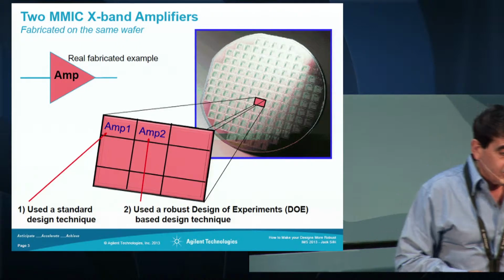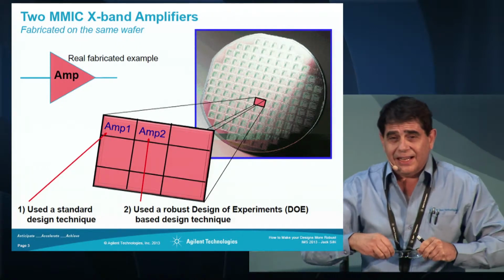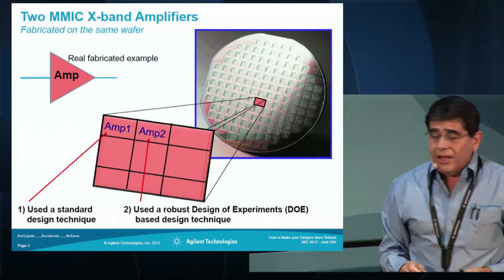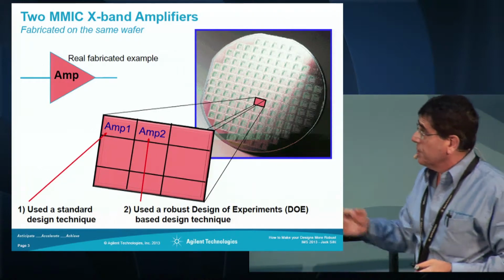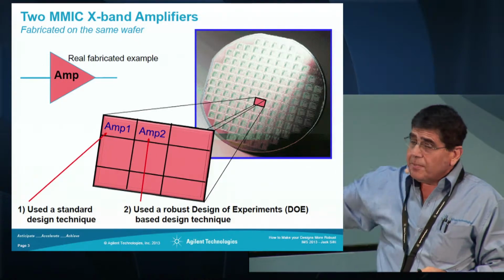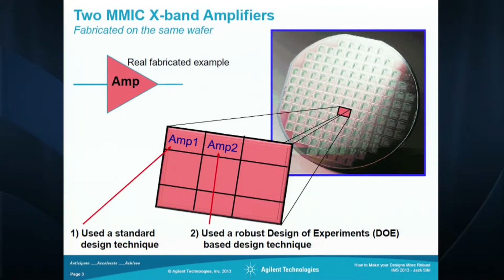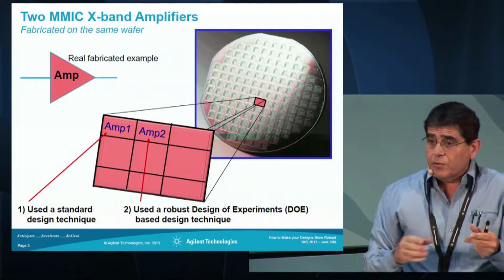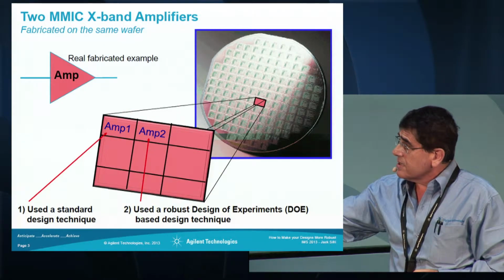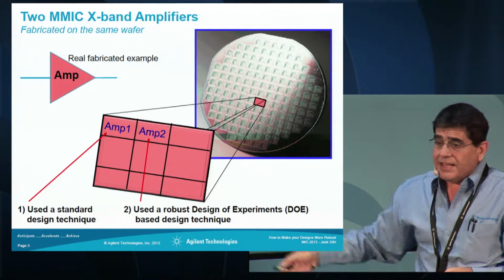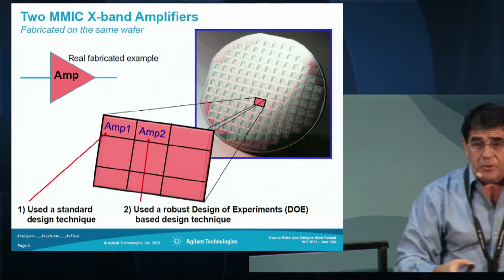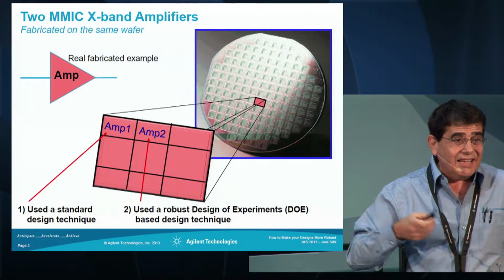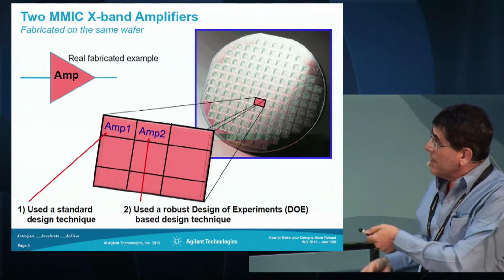I always like to start my talk by showing an example, because a picture tells a thousand words, to give you an idea of what I'm talking about. This is a wafer, and it has two amplifiers. The two amplifiers have the same specs, same everything. The only thing is one amplifier was designed using standard design techniques. The other one used the robust design techniques that I'm going to talk about. And we put them on the same wafer, to eliminate any argument of different process or different wafers.